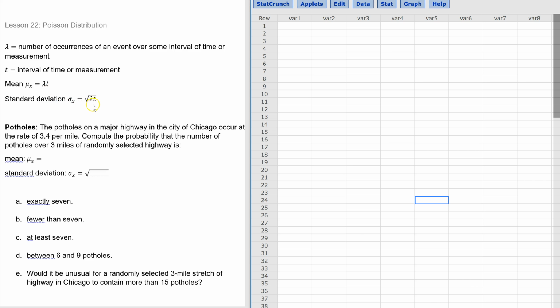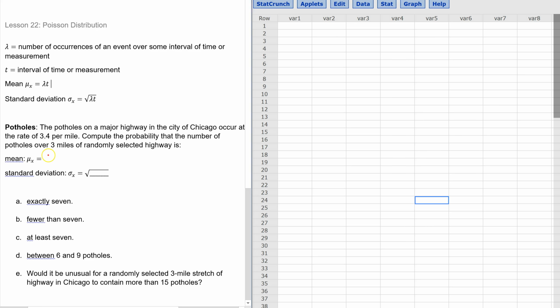The example I'll look at is: potholes on a major highway in the city of Chicago occur at the rate of 3.4 per mile. Compute the probability that the number of potholes over 3 miles of randomly selected highway is, and then there are several problems down below. I need to first calculate my mean.